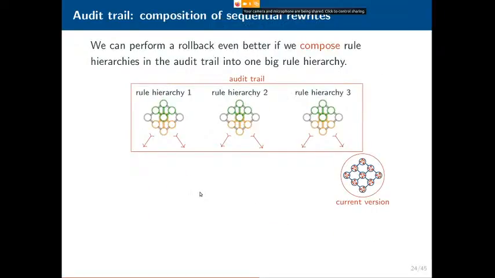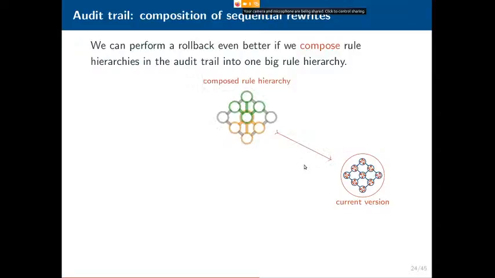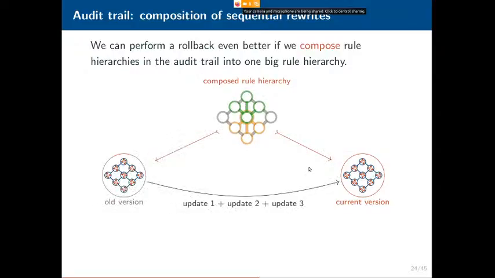Now, what we can also do to be able to perform the rollback is take a sequence of our rule hierarchies that represented our history of updates and compose them, to produce some kind of composed rule hierarchy that performs all the updates at once.